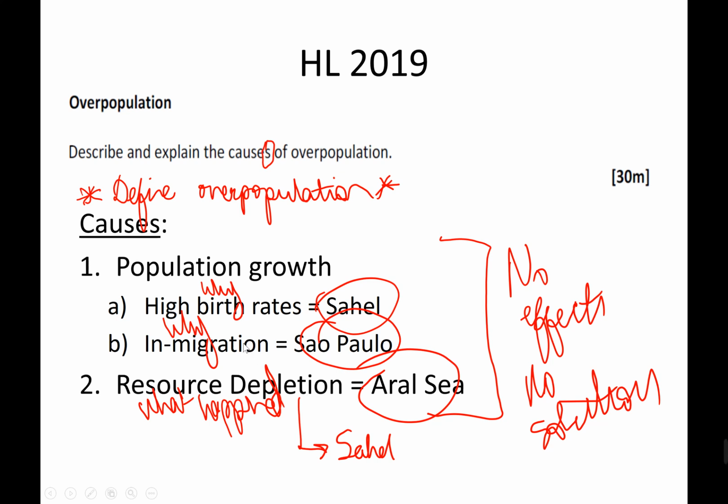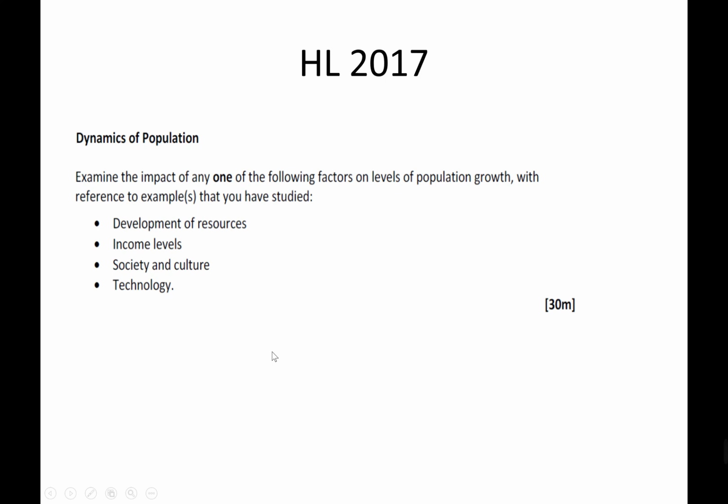Right, the next one there then, higher level 2017. Examine the impact of any one of the following factors on population growth with reference to example or examples that you have studied. Okay. Now, this question does not mention overpopulation, but I'm just bringing it up to let you see that you can use the case studies in other aspects.